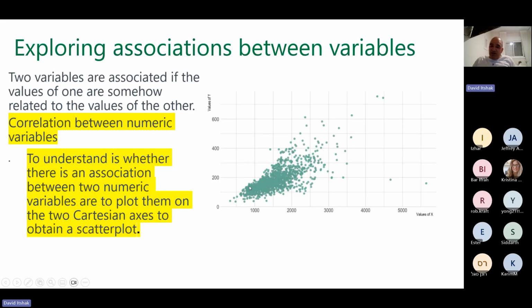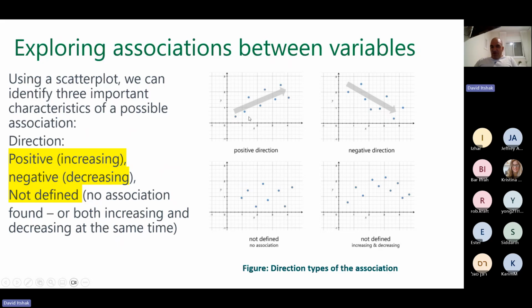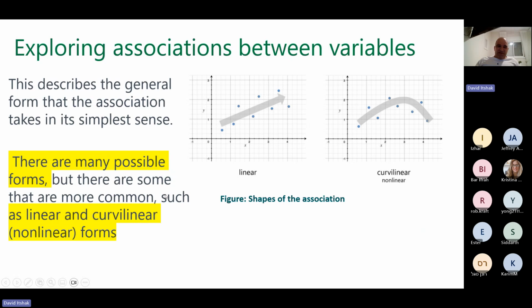If there is correlation, we have to plot the variables. So here we have two variables. We can see the correlation between the values. So you can see that we have positive direction, negative direction, no defined direction, and no defined increasing and decreasing. So this is how we explore association between variables. Why? We want to find all the variables of the incident to find what will cause the incident. There are many possible forms, but the most common are linear and non-linear curve.